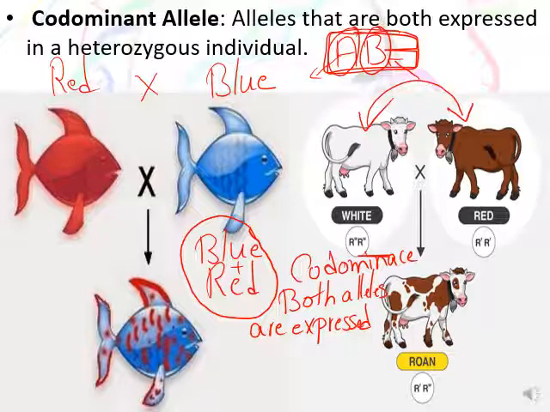For example, we have, let's say, a black dog crossed with a white dog. So the result will be, for example, a white dog spotted with black spots. So this is also the case of codominance, where both alleles cooperate, they are co-expressed.